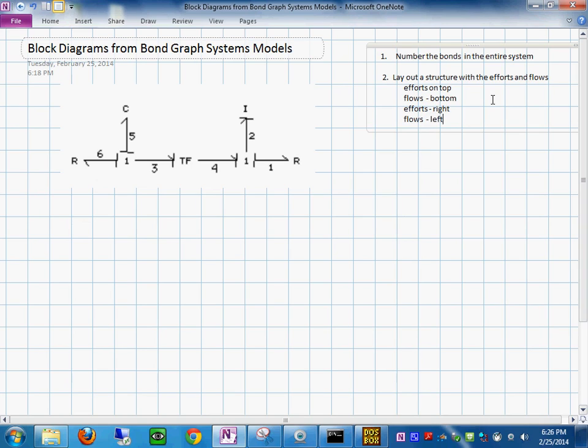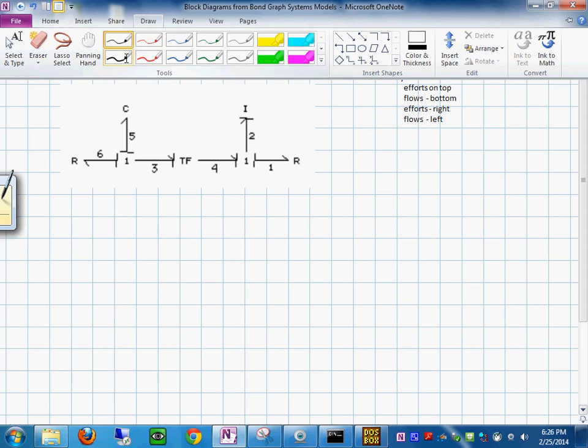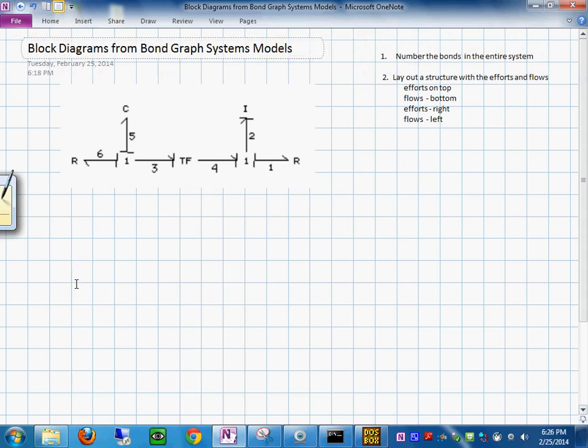So what we're going to do is come in here and use my drawing tools. Okay, this is going to be effort number 6 corresponding to this. This is going to be flow number 6 corresponding to this. And now on the vertical one, this is going to be E sub 5, vertical on the left, the efforts, and the flow F sub 5 on the right hand side. See, efforts on top, flows on the bottom, efforts left, flows right.